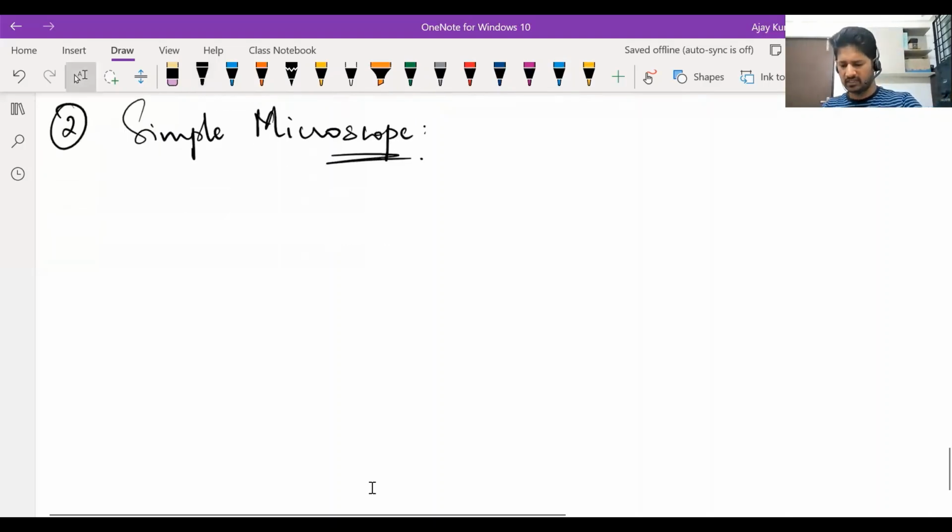Simple microscope. Any idea what a simple microscope is? Have any of you seen a simple microscope? Yes, sir. Where? What does it look like? Sir, biolab. Biolab. That is not a simple microscope. In the biolab, you must have seen microorganisms or cells. Those are not shown by a simple microscope.